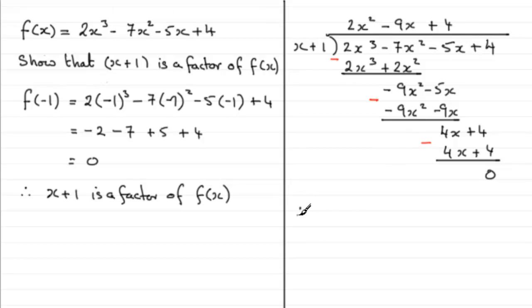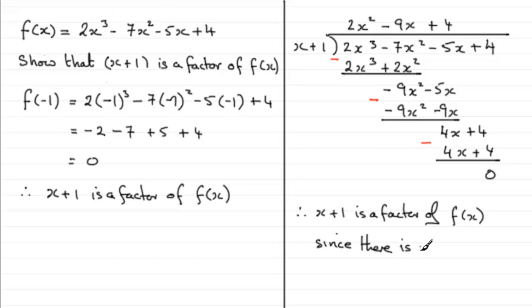So we could say for something like this, therefore x plus 1 is a factor of f of x, since there is no remainder. Or obviously the remainder equals 0.